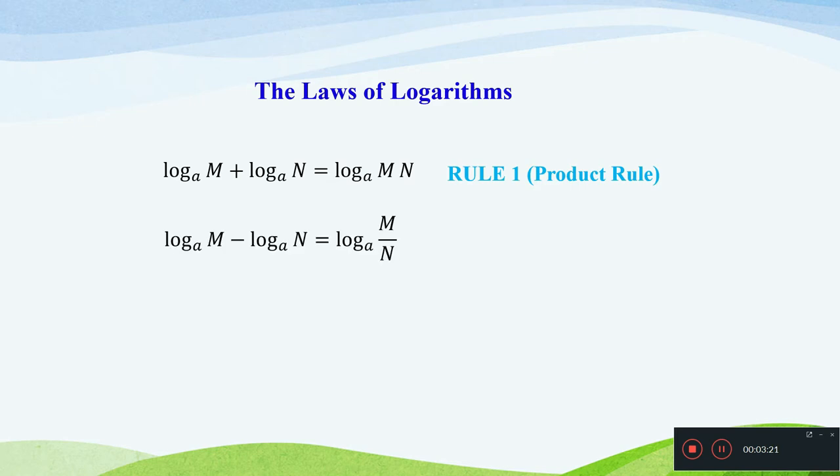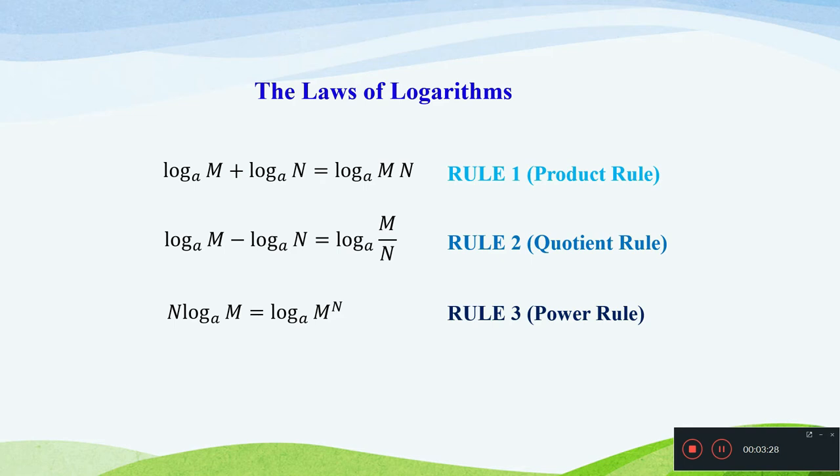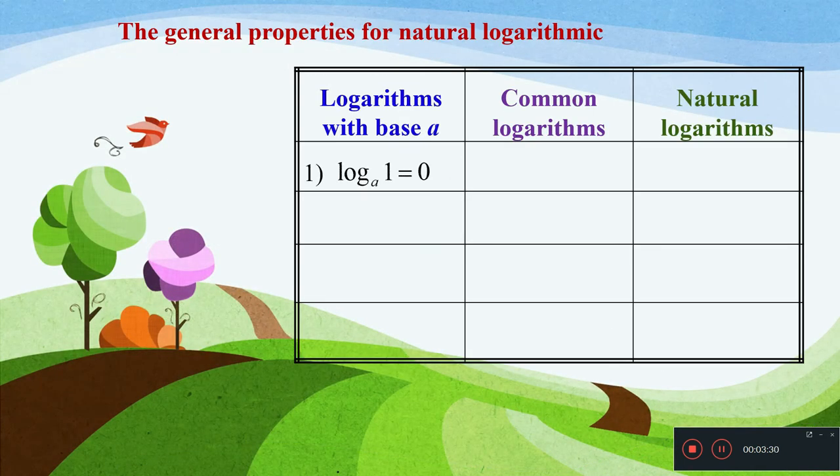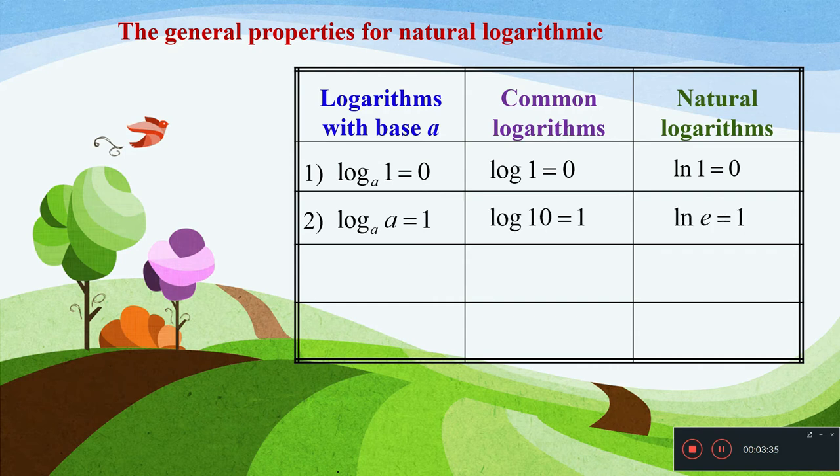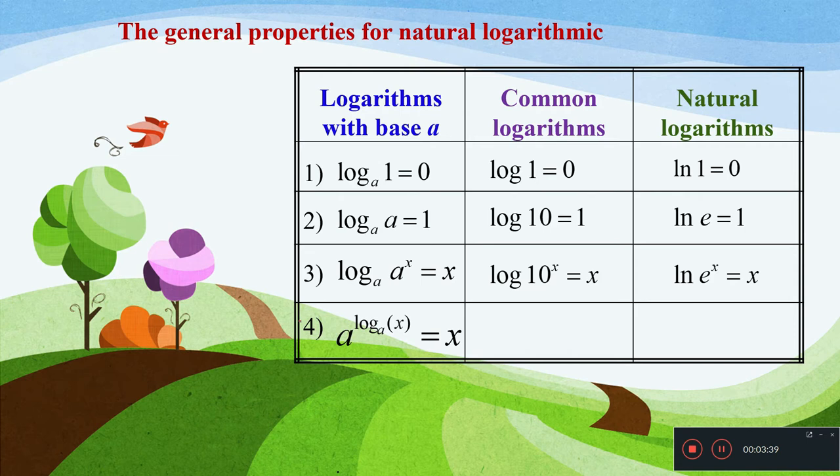These are the laws of logarithms that you have to memorize, and you have learned this in school. And these are the properties that you have watched from the previous video. Take note of the logarithm property number 4. I bet this is something new for you because you have not learned this in school, I think.